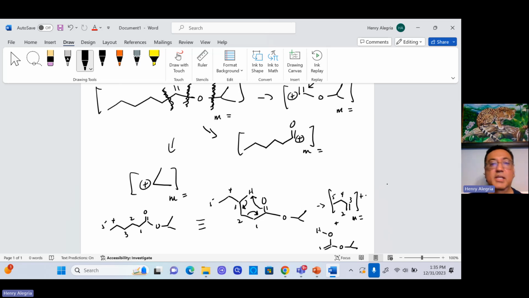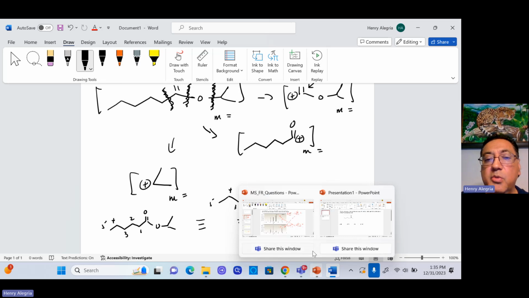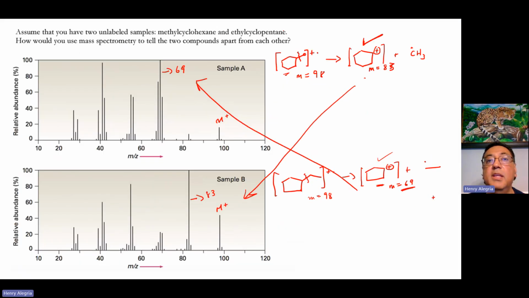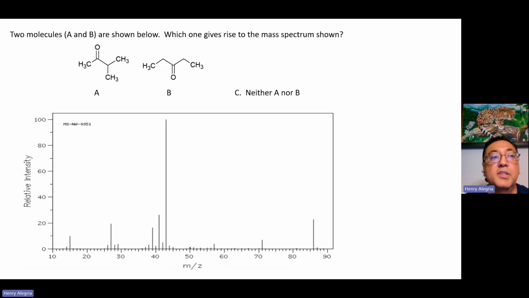You can go back and check those. So this is a reminder. These are the things you have to take into account when you're working these problems. That's how we knew here that breaking this bond here and breaking that bond here would be the most likely way this would break. And you saw it allowed us to predict sample A is which molecule, sample B is which molecule. Here's another question. Two molecules A and B are shown below.